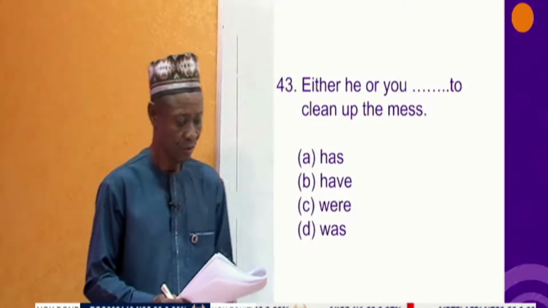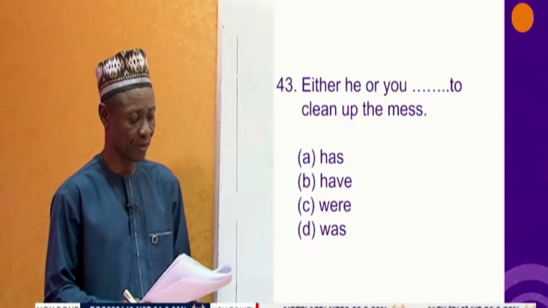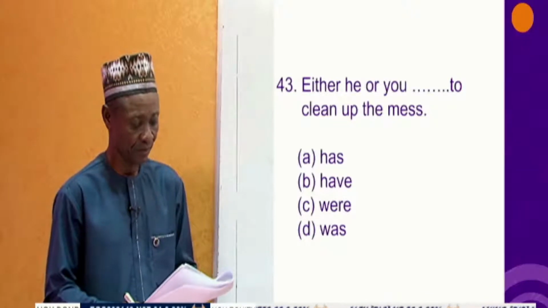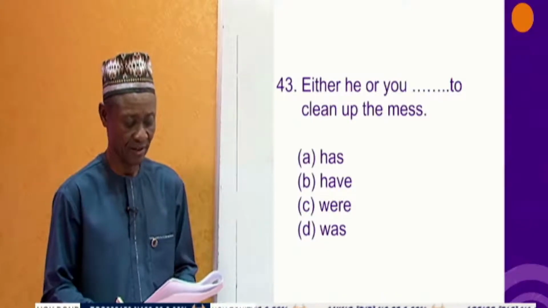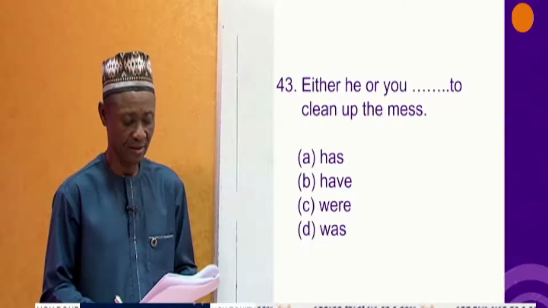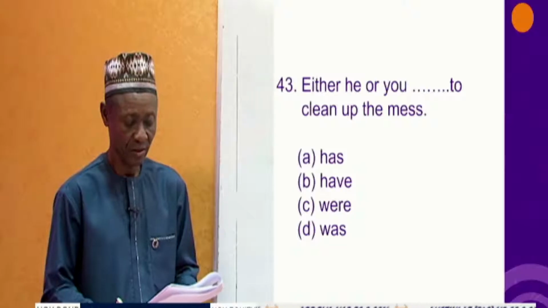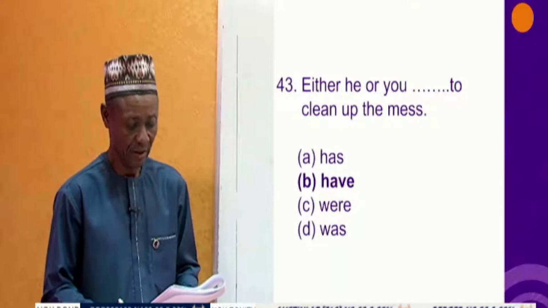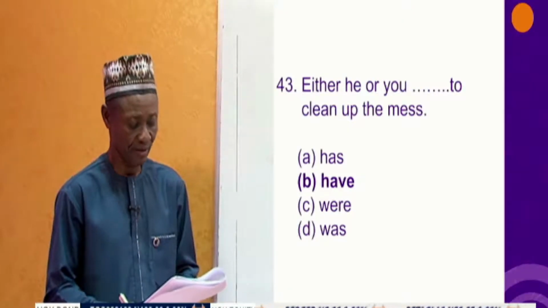We move to question number 43, and of course this one is taken from Proximity Concord. Either he or you dash to clean up the mess. We have the following options: A, has. B, have. C, were. D, was. The option that is the correct answer is B, which is have.